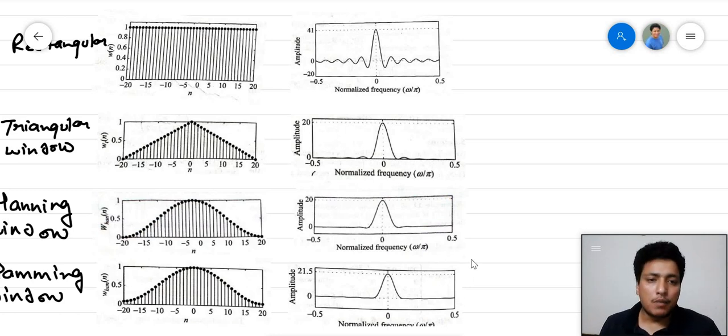That means the peak side lobe to main lobe ratio is very low in the Hamming window compared to the Hanning, triangular and rectangular windows. It can be seen from this normalized frequency response. One can also see that the main lobe width of the rectangular window is smaller compared to the triangular, Hanning and Hamming windows. That is the trade-off we are facing.